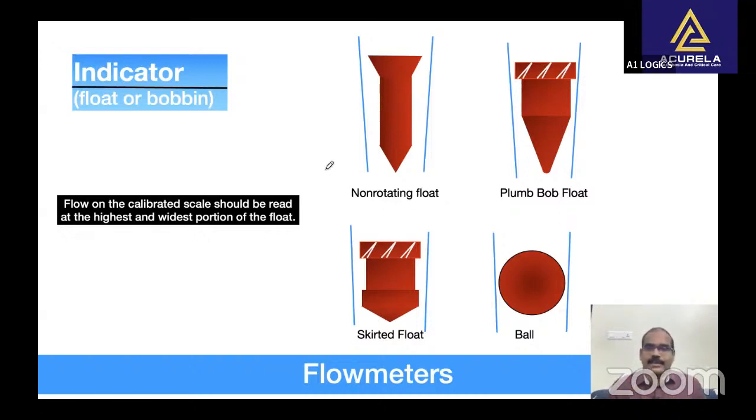You can note that whether the flow indicator float is in the shape of a ball or a bobbin, flow on the calibrated scale should be read at the highest and widest portion of the float. Here you can see different positions where you read the measurement of gas flow.